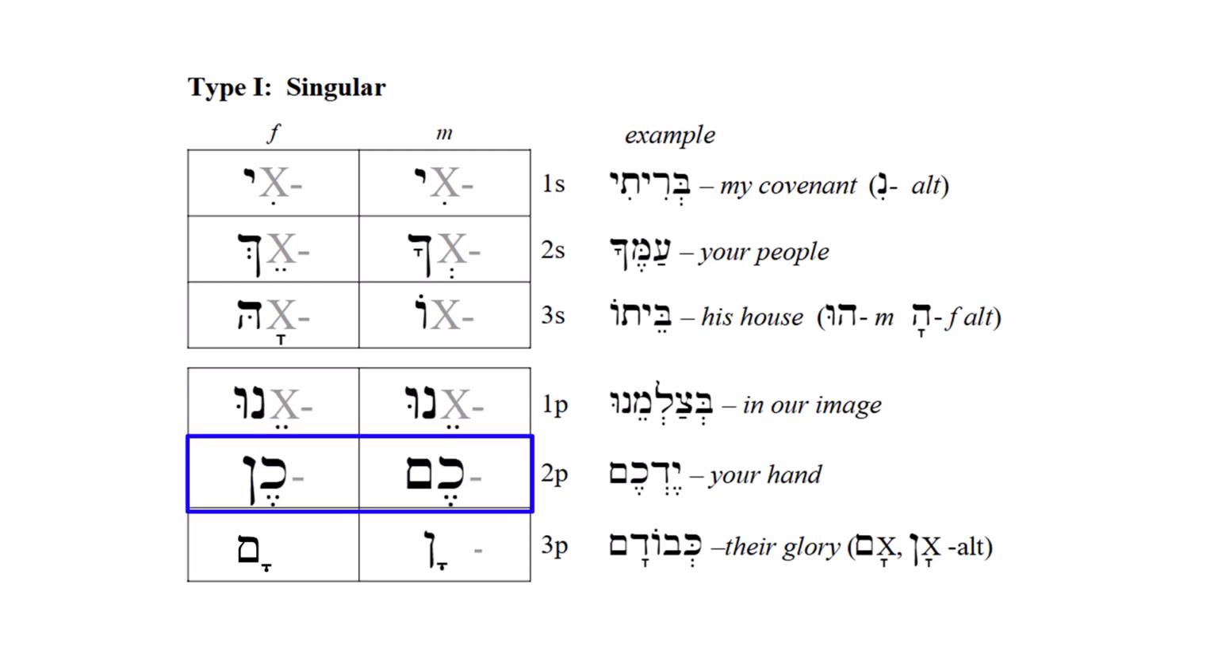In the second person plural, you have this example here, yedchem. And that means your hand. So if you want to say your, you add chem at the end.